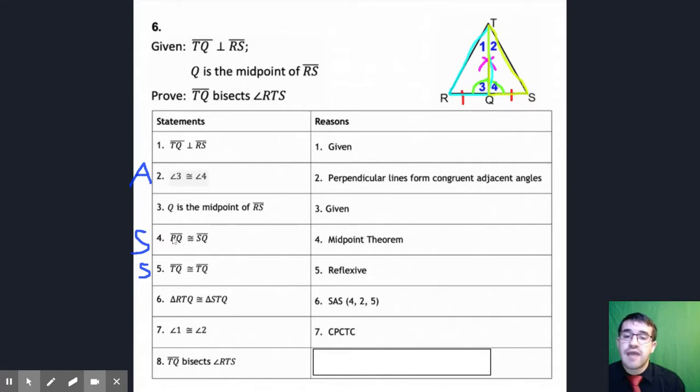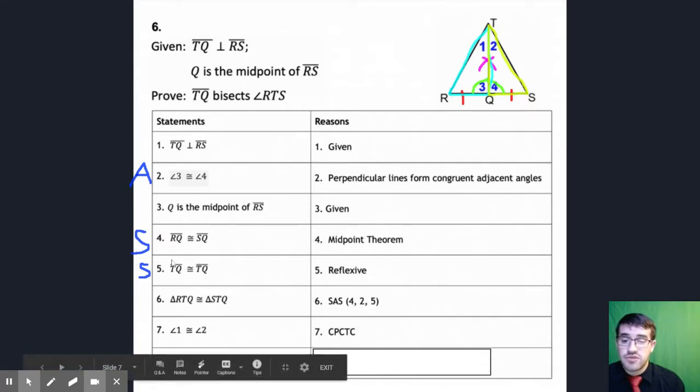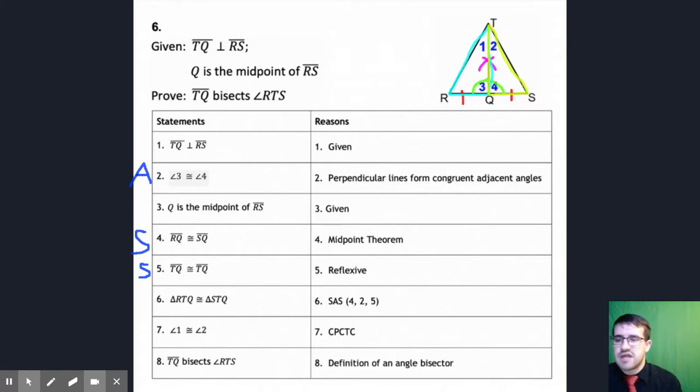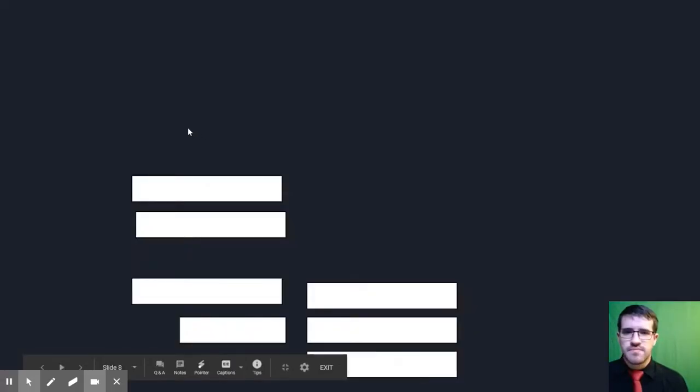So now we know that angle 1 is congruent to angle 2 by CPCTC. And we know that this is true because if angle 1 is angle 2, then it means that TQ bisects RTS by the definition of an angle bisector.